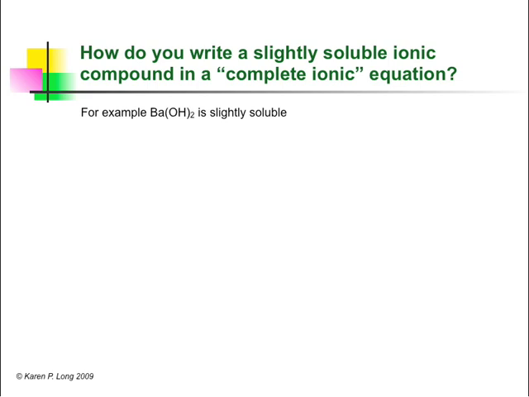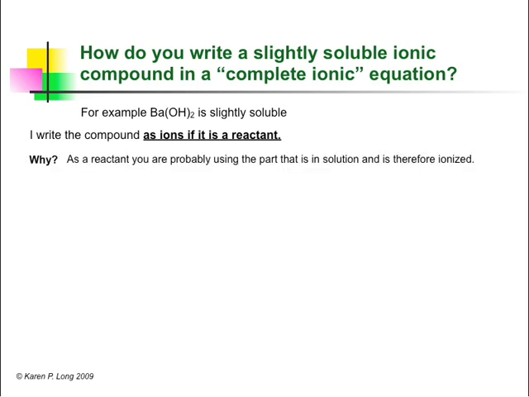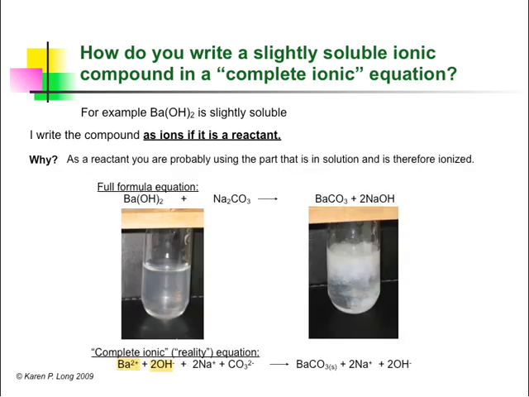What I do is to write the compound as ions if it is a reactant, but do not write it as ions if it is a product. Why? Because I feel this will most often represent what you will actually see, and the complete ionic equation is supposed to be the reality equation. Here's the logic for the first part.